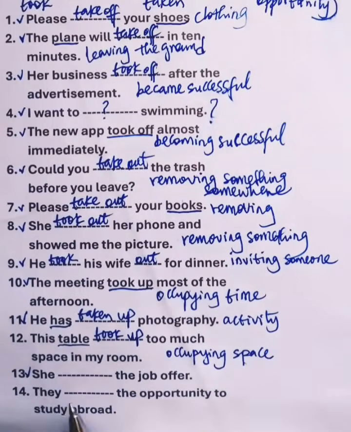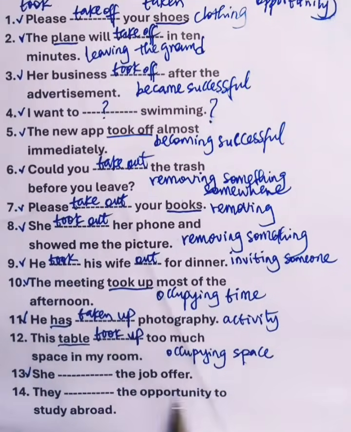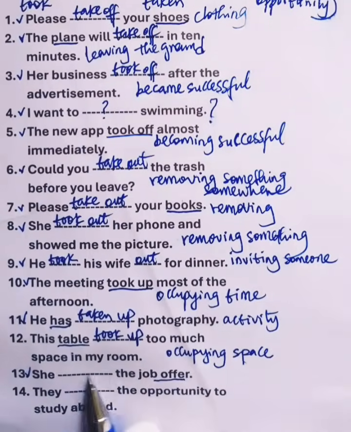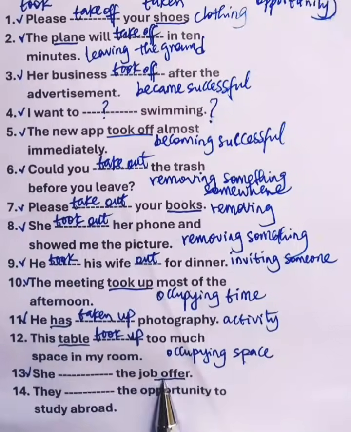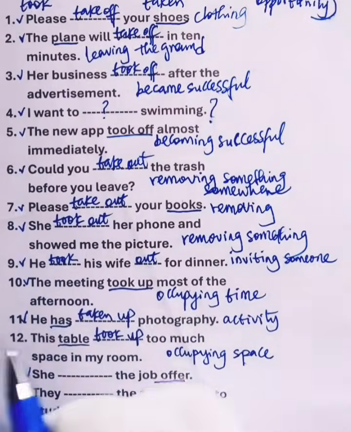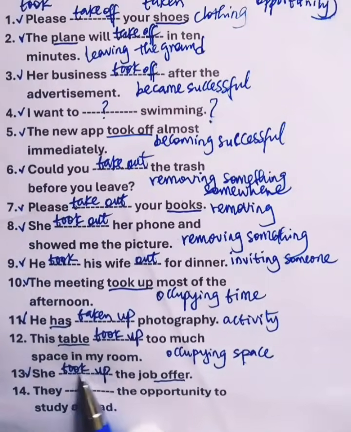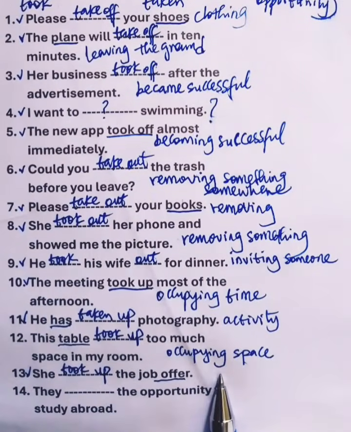Next, she blanked the job offer. Here we are talking about an offer. So take up is correct. It's a past action, so we use took up. She took up the job offer.